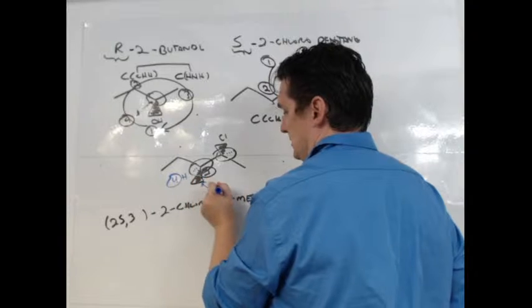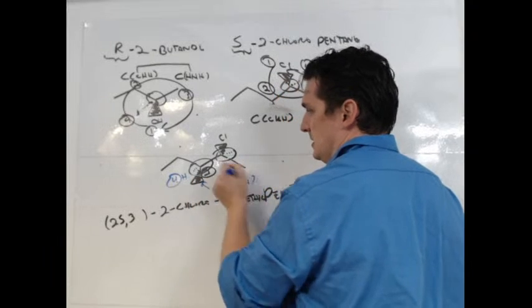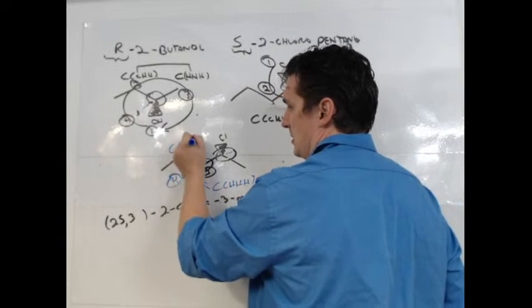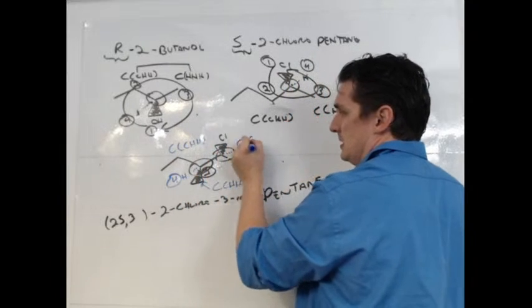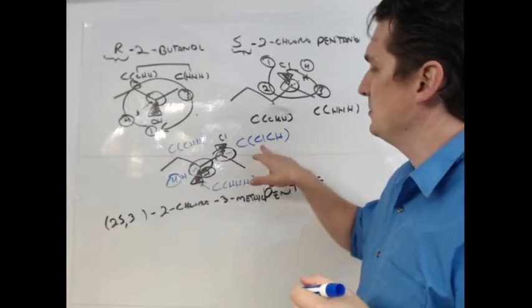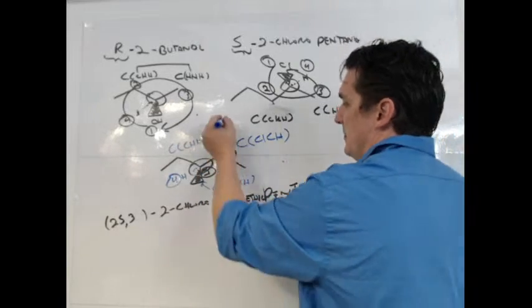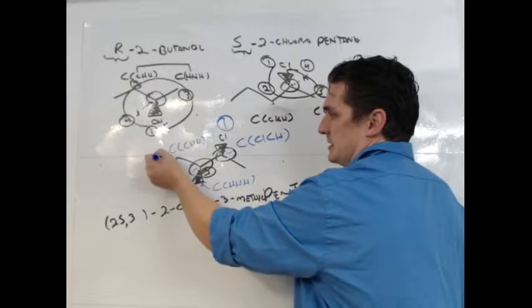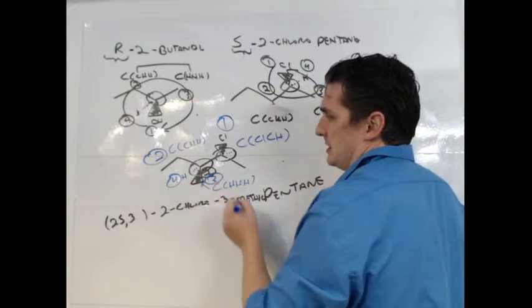So this carbon is bound to 3 hydrogens. This carbon is bound to a carbon and 2 hydrogens. This carbon is bound to a chlorine, a carbon, and a hydrogen. So if we look at the first point of difference in all 3, chlorine, carbon, hydrogen, this has the highest priority, this has the second highest priority, and this has the third highest priority.